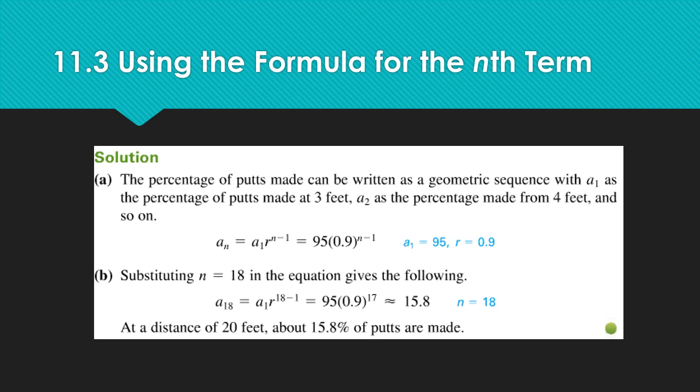We know that A sub 1 is 95%. Notice we're leaving it as a percent. Don't change it to a decimal. And then we know our common ratio is 0.9 because they told us that. So our general formula is 95 times 0.9 to the n minus 1. When we substitute 18 in for n, we get 95 times 0.9 to the 17th, which is 15.8. So at a distance of 20 feet, about 15.8% of putts are made.